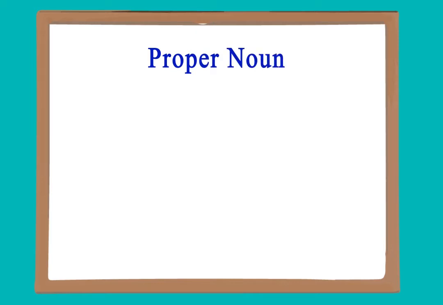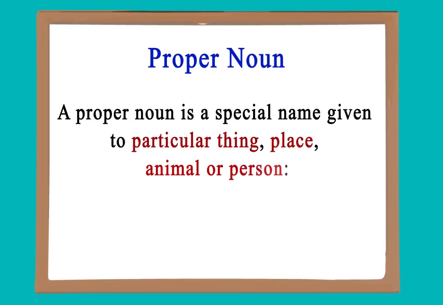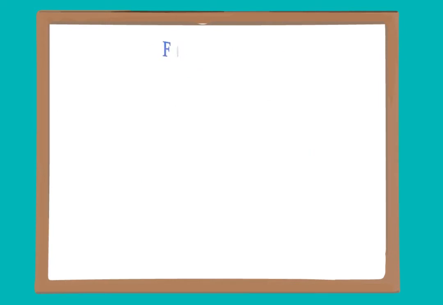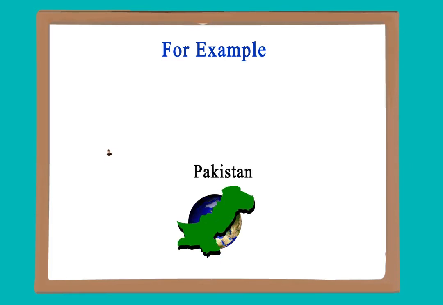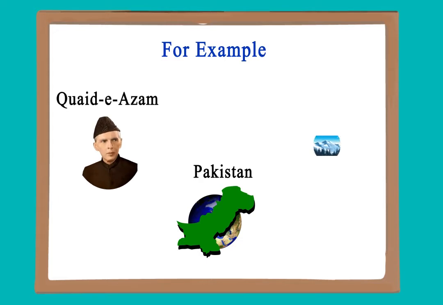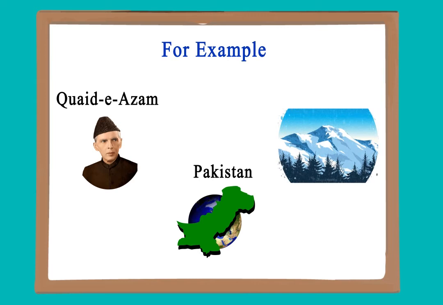Proper noun. A proper noun is a special name given to a particular thing, place, animal, or person. For example, Pakistan, Quaid-e-Azam, Mount Everest.